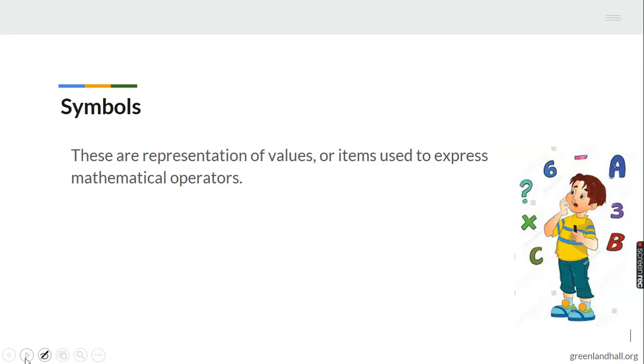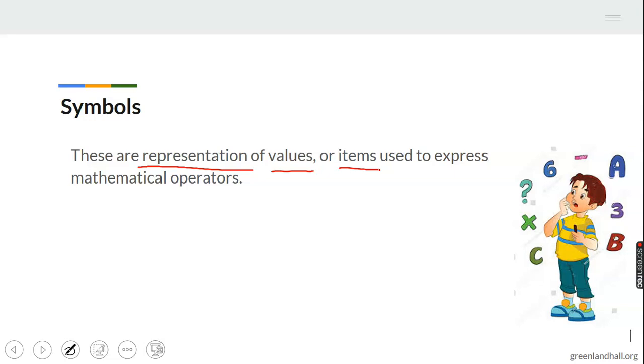Alright, so what are symbols? Symbols are representation of values. Look at this word here, representation of values. Sometimes it could be items. And they are used to do what? If you say symbols are representation of values, meaning what? It means inside each symbol, they have what they represent. A representation of something means like someone that is standing for someone else. If you are a prefect, you represent the school that you are a prefect in, okay? So you are being seen as the school.